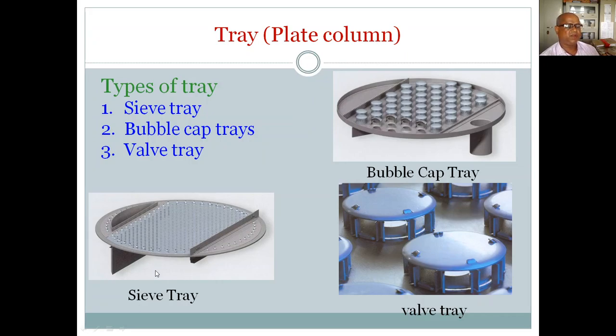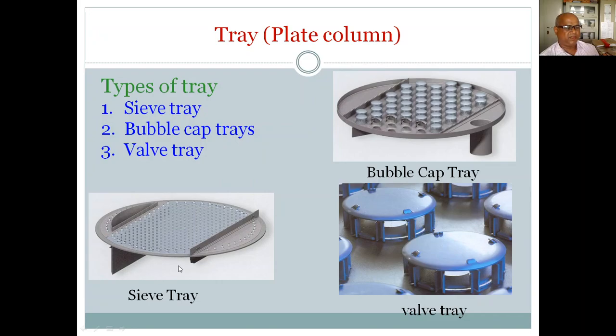But if the gas flow rate is low, then the liquid will weep. And if the gas flow rate is very low, then the liquid will dump. Weep means it will come slowly, drop by drop. But if the gas flow rate is almost 0 or very low, then the liquid will dump. It will be a continuous liquid flow. Okay, so this is the valve tray.